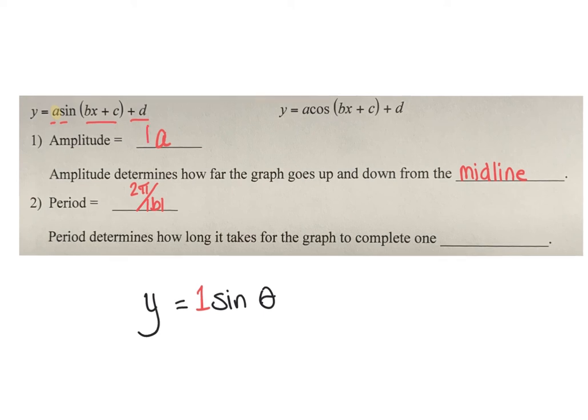But for amplitude and for period, it is absolute value. So it is always positive. It's always positive. And period determines how long it takes for the graph to complete one cycle.